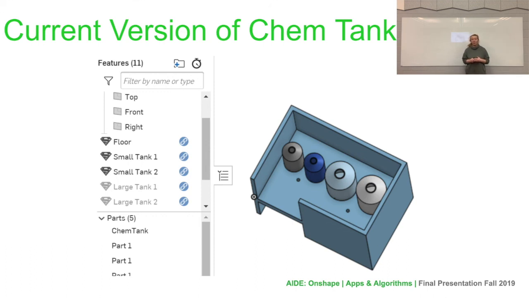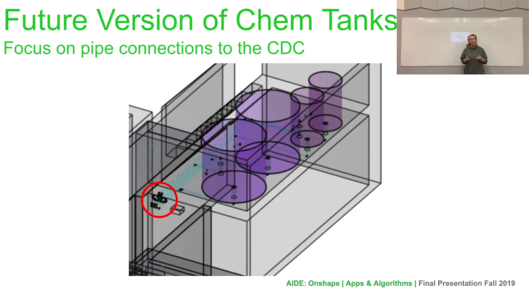What we're going to continue to look at with the chem tanks is how they connect to other parts of the plant in general, but also the CDC. I included a translucent view of the chem tanks to show the pipes that are going to connect the chem tanks to the CDC. We're looking at mainly where the red circle is, because that's the most important part that connects the chem tanks to the CDC and the rest of the plant that we really need to focus on. Thank you.